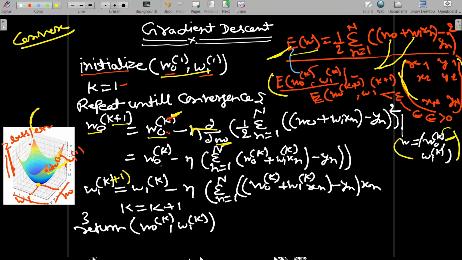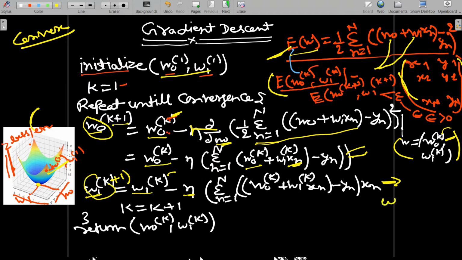So once you do this, you will get W0k minus eta times the summation from n equal to 1 to n of (W0k plus W1k xn minus yn), which I have already explained. If you do the partial derivative of this error function, you will get this. If you do not know, just watch my previous video, you will understand it. And similarly, if you want to find W1k plus 1, you take W1k, the previous point, minus eta times the partial derivative of this error function with respect to W1, and then you will get this one. So we got the next point W0 W1.